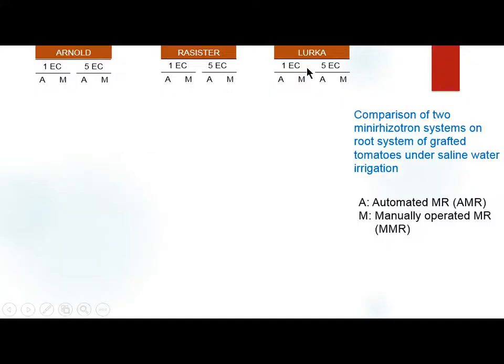Here, these are the three grafted plants. The Lurca is the scion, and the Arnold is the rootstock. So the Lurca is grafted on Arnold.